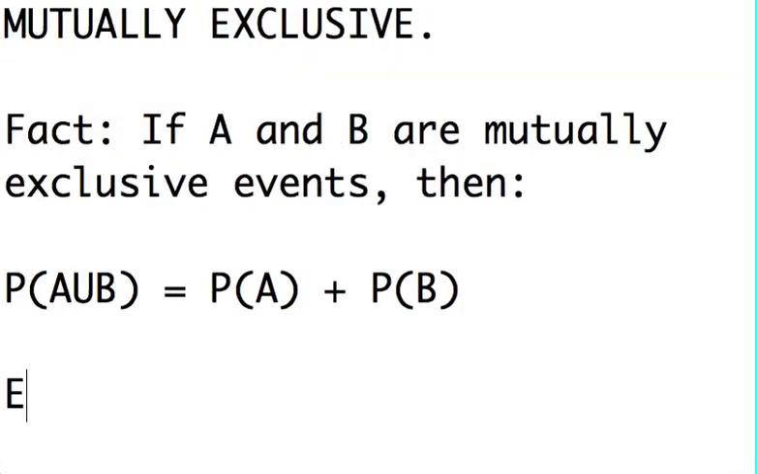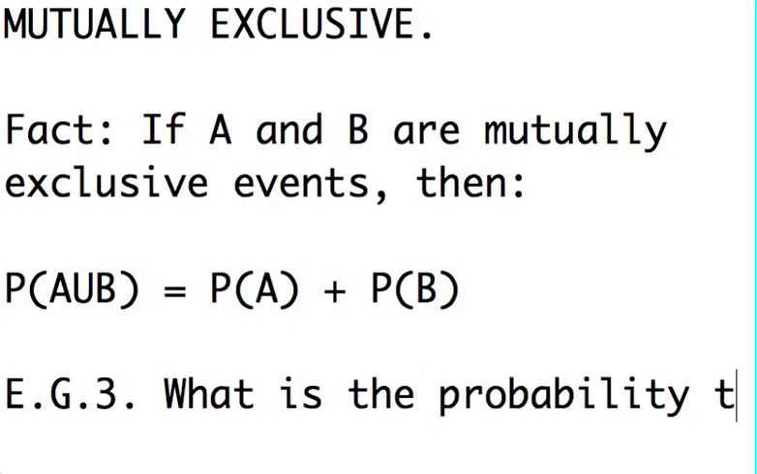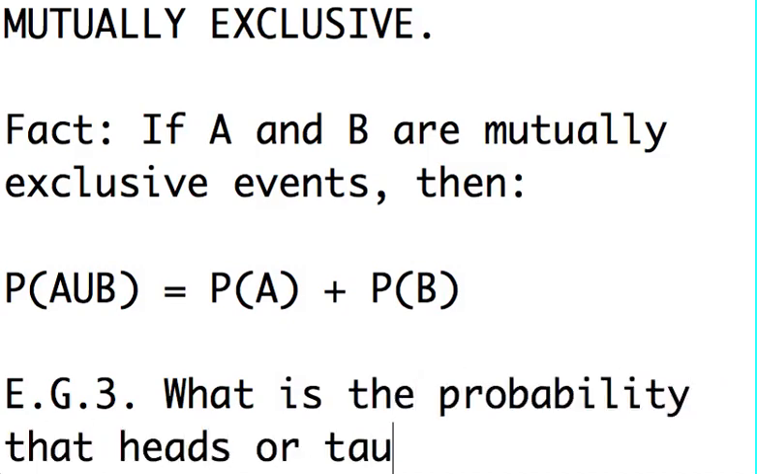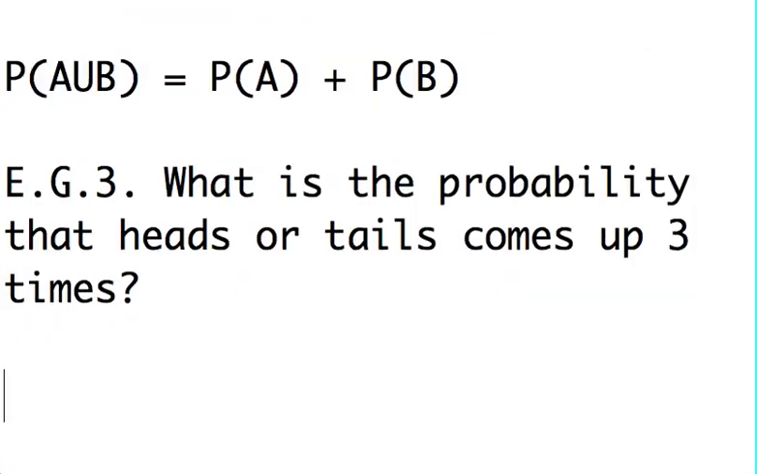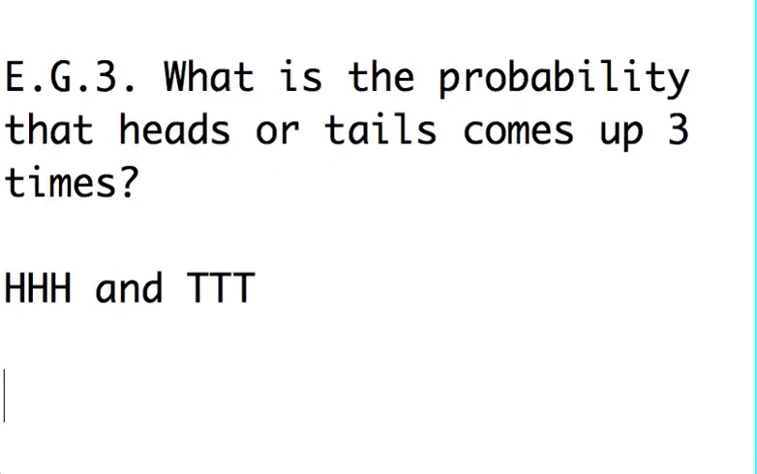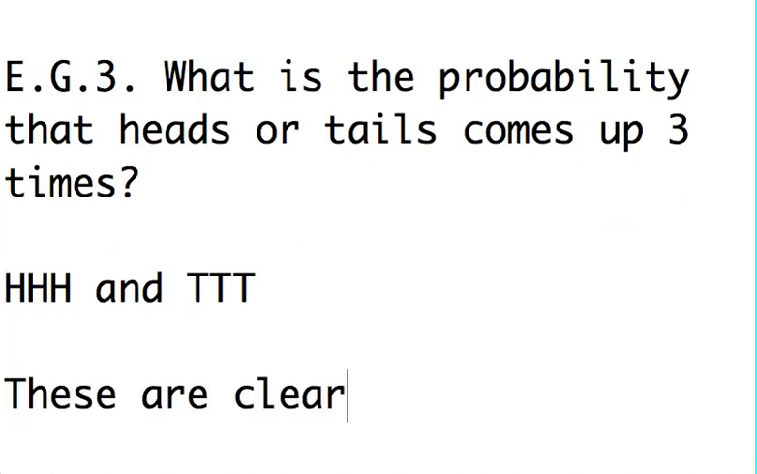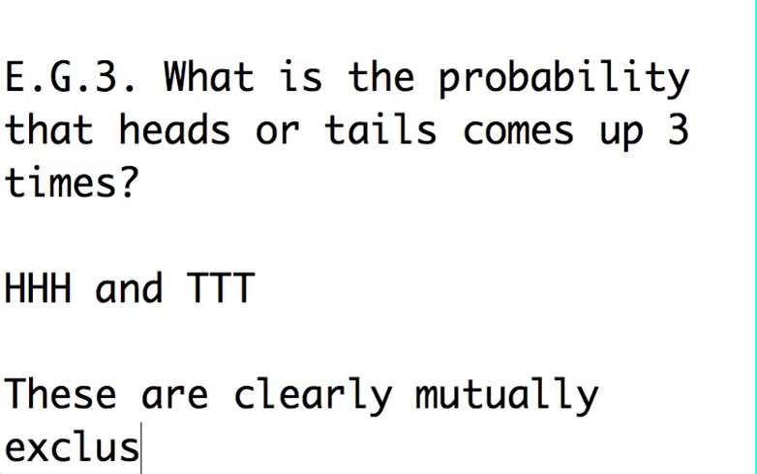Okay, so let's do another example using this. Example 3, again flipping a coin 3 times. What is the probability that heads or tails comes up 3 times? Now, these two events are heads, heads, heads, and tails, tails, tails. These are disjoint. These are clearly mutually exclusive. You can't get heads 3 times in a row and tails 3 times in a row if you only flip the coin 3 times. That just doesn't make any sense.